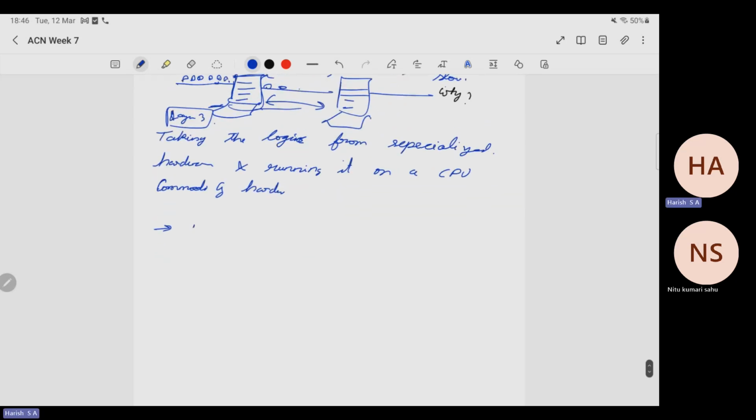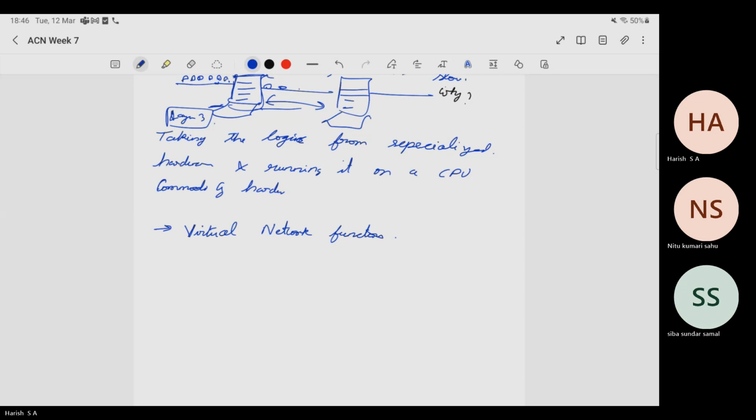But in essence, as a functionality, you have created your own virtual network function. Okay. Right.